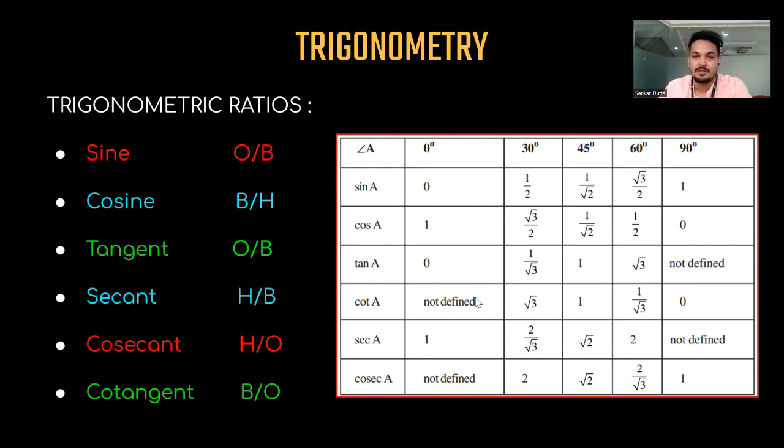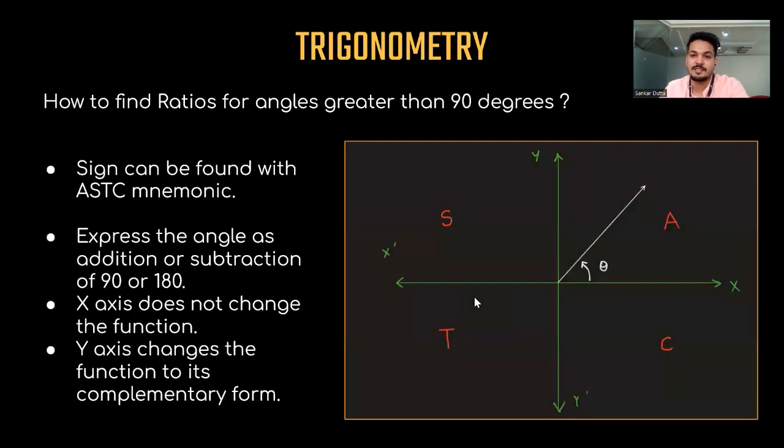Okay, so let's move on to the next topic, which is finding out ratios for angles greater than 90 degrees, right? For angles lesser than 90 degrees, you can use the trigonometric ratios for 30 degrees, 60 degrees, all these you already know. But what if I give you an angle which is greater than 90 degrees, or something which is less than 0 degrees, right?